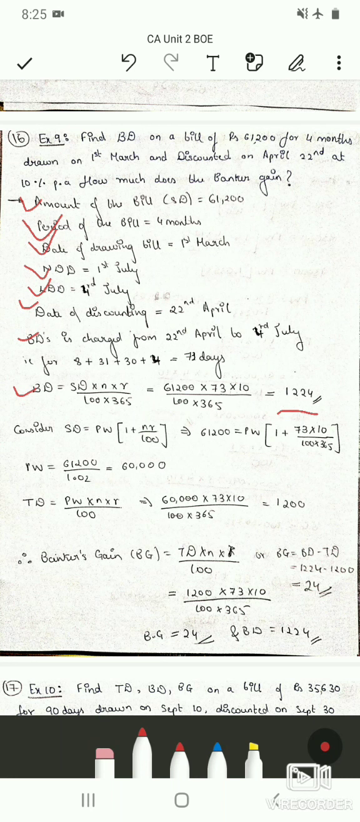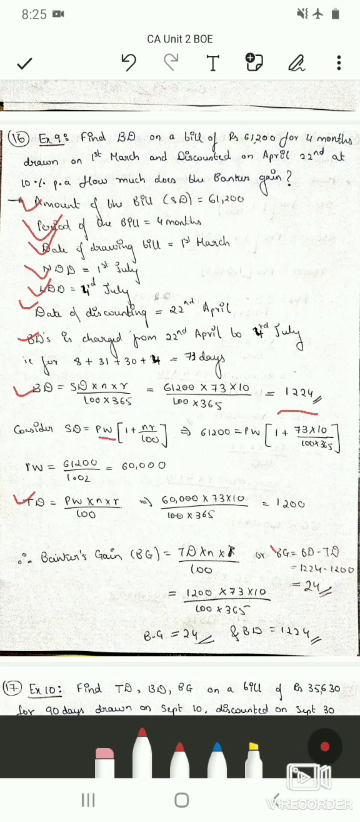To get banker's gain, we need true discount. To find out true discount, again we need present worth. To get present worth, we have to use the formula of sum due again. So find out present worth, then find out true discount, just like the previous problem.